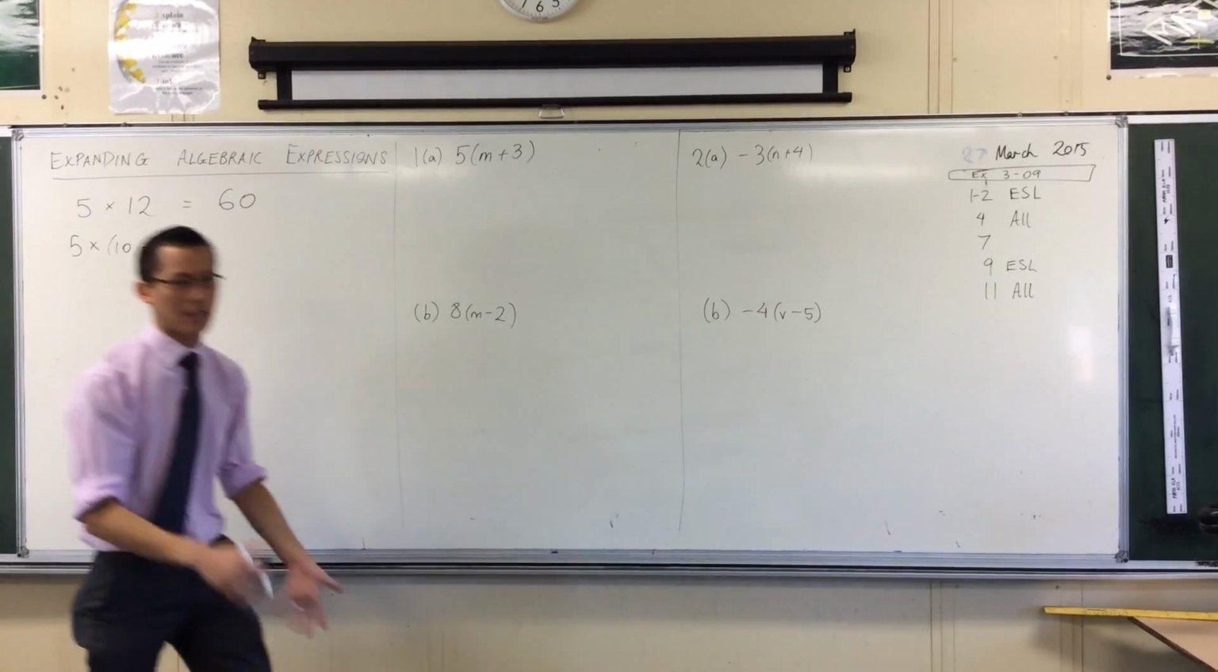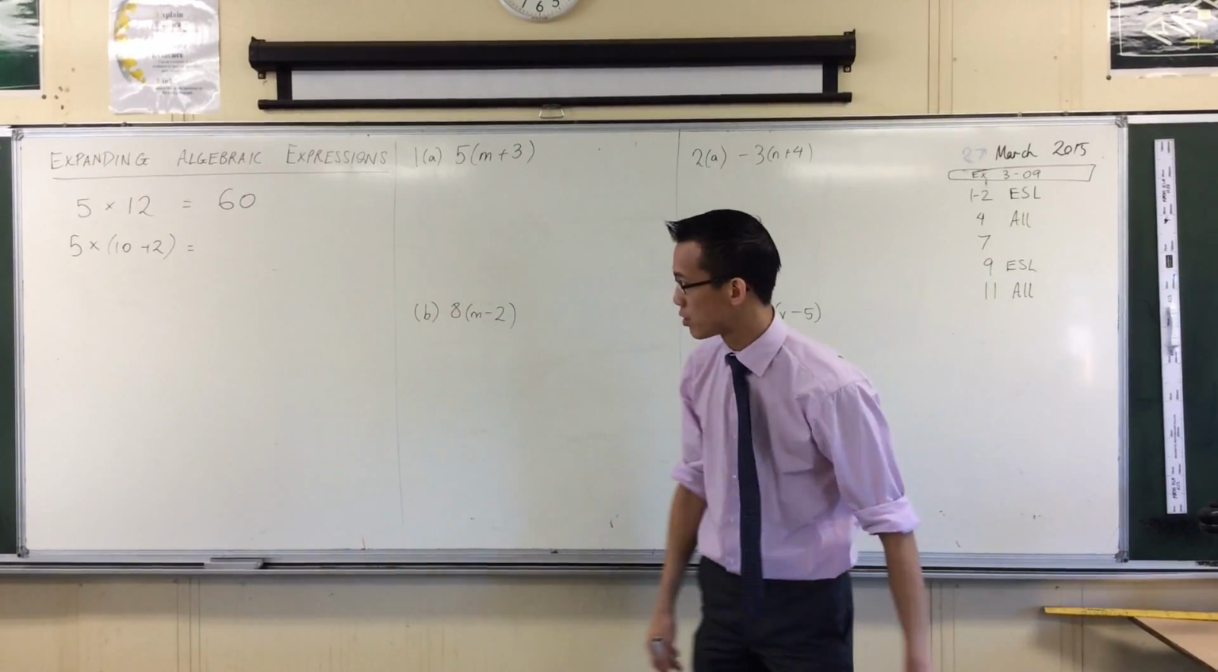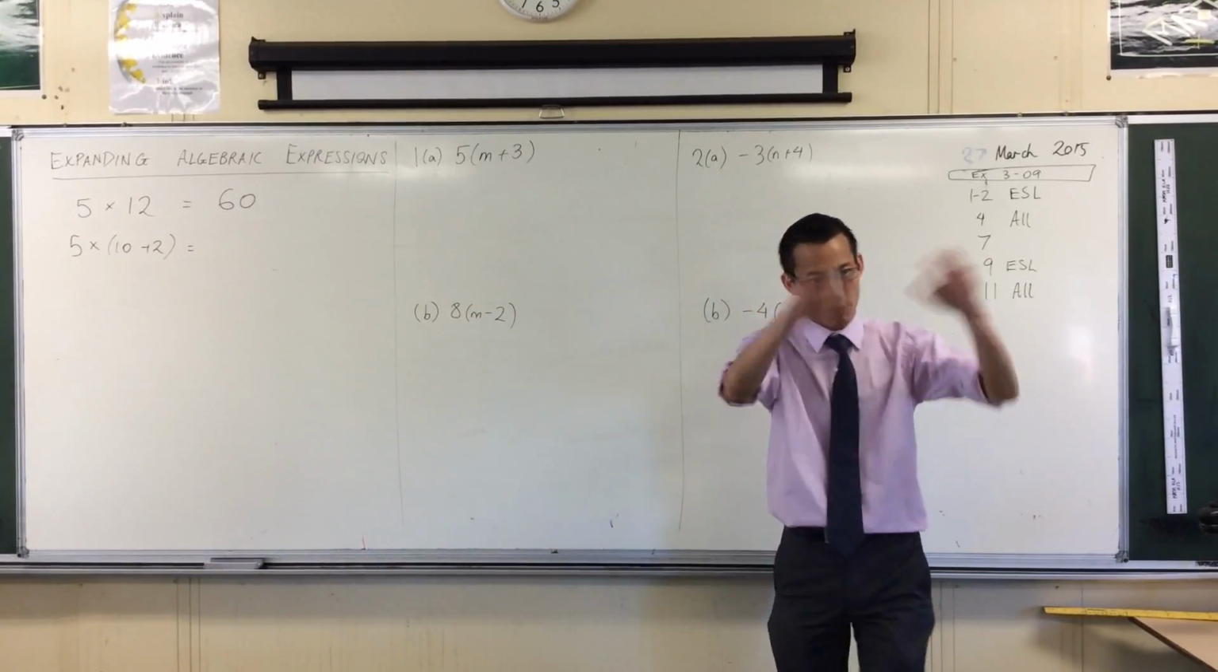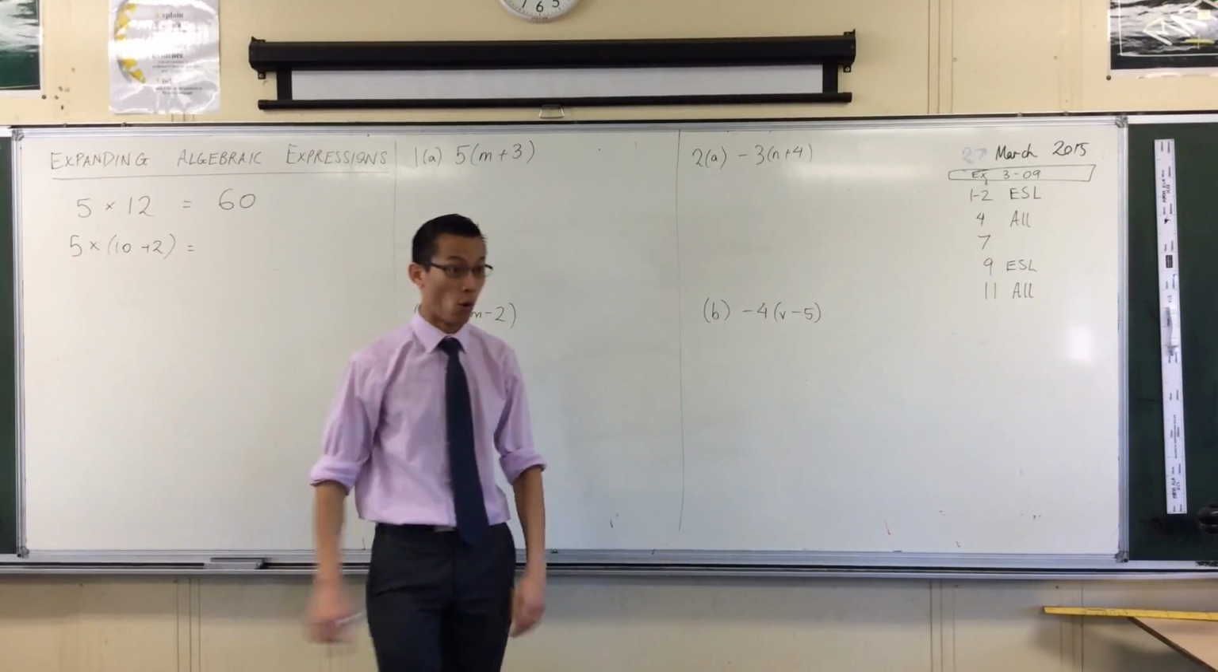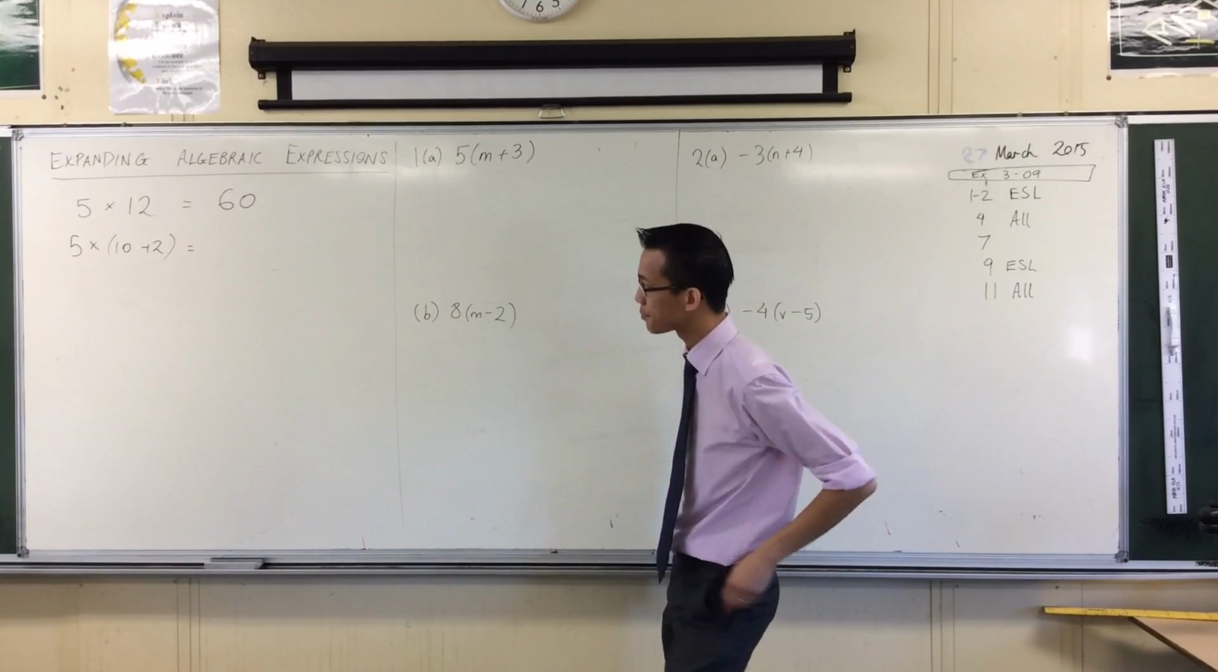Okay, this is still the same thing, right? 10 plus 2 is still 12, and I'll put the brackets around to indicate that whole thing is being multiplied by 5. All of it. That's why it's 12. Okay.